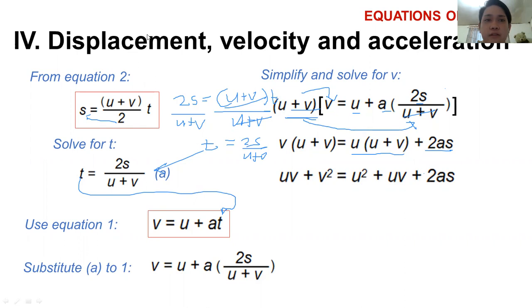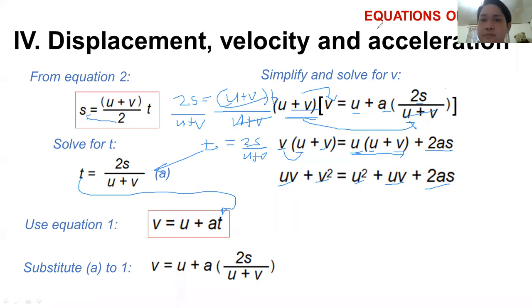We will multiply or distribute or remove the parentheses by the distributive property. V times U is UV. V times V is V squared. Then U times U is U squared. Then U times V is UV. Then plus AS.